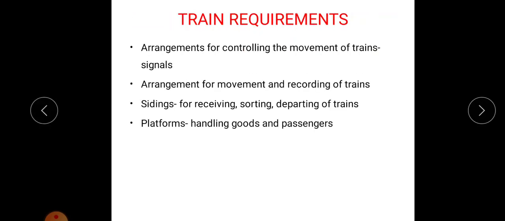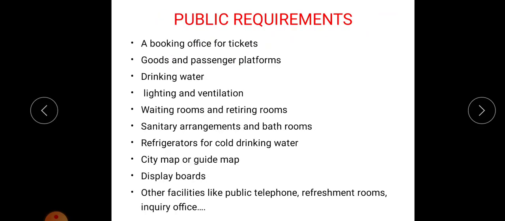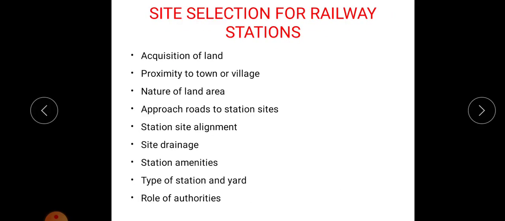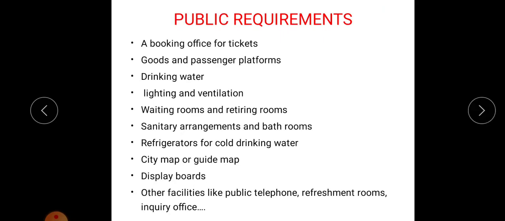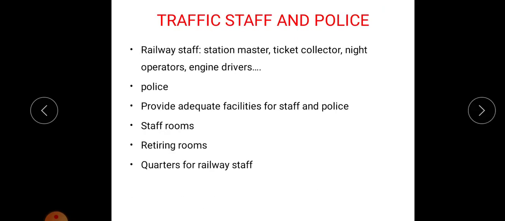So we have discussed the basic need of a railway station, the factors considered while selecting a site for a railway station, and the basic requirements of a railway station. I will cover the classification of railway stations in the next video.